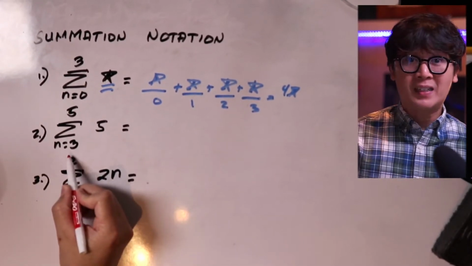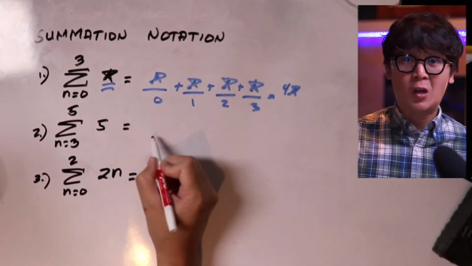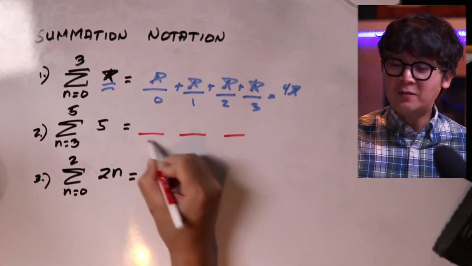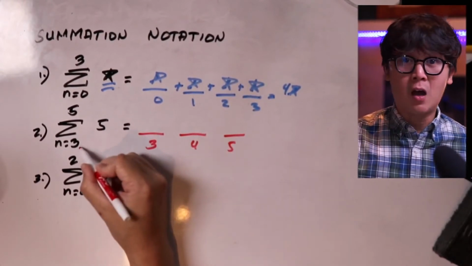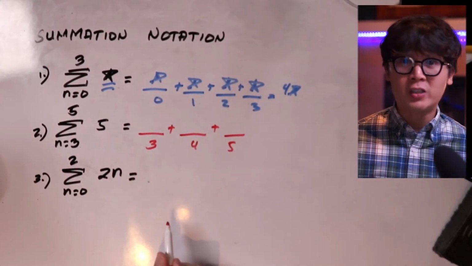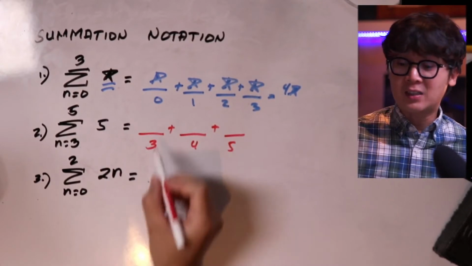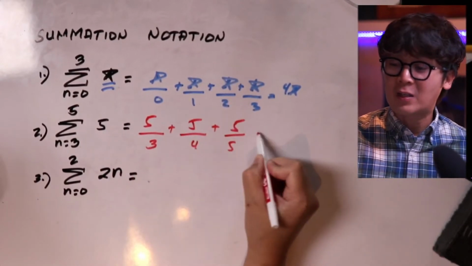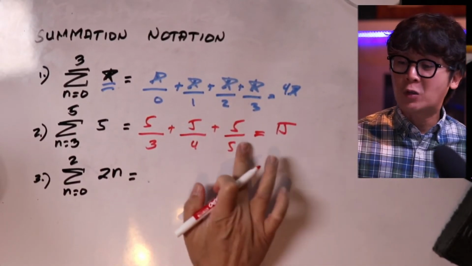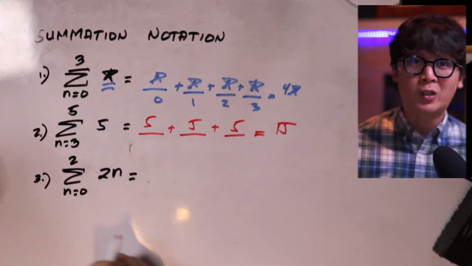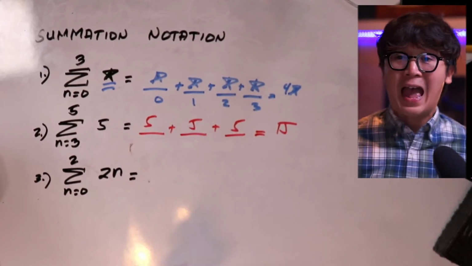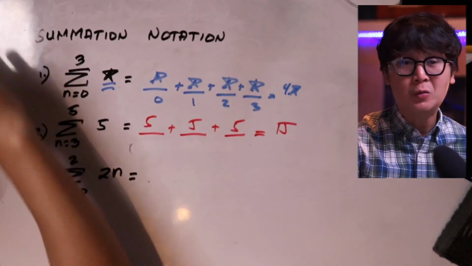Now, our lower limit is 3 and the upper limit is 5. We're just going to count the number of terms that we're going to be adding up. So we have 3, 4, 5, which is 3 terms, and the expression that we have is the constant 5. So we have 5 and 5 and 5 that we're going to be adding up. 5 plus 5 plus 5 is equal to 15. Notice that these numbers are just placeholders, so don't get confused that it's supposed to be a fraction. So our problem number 2 is equal to 15.